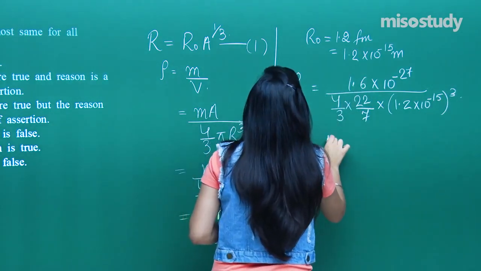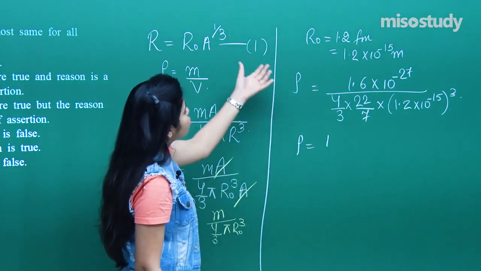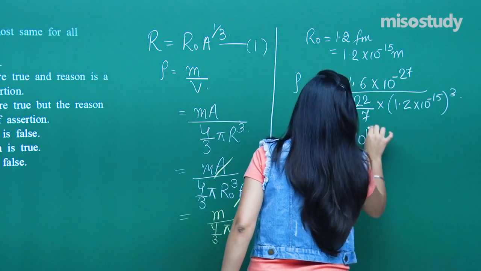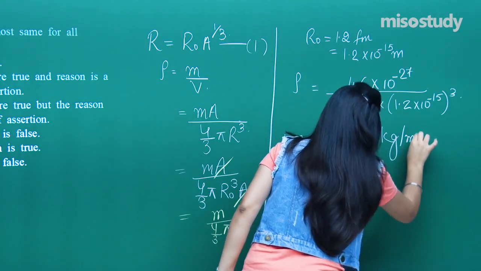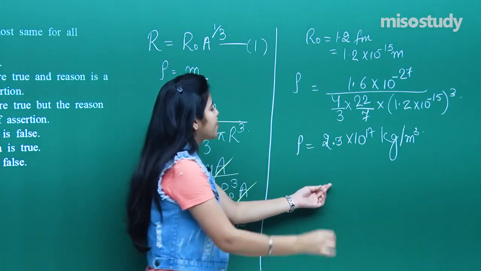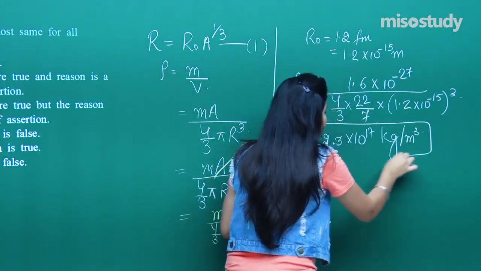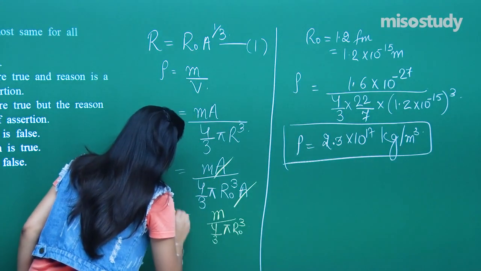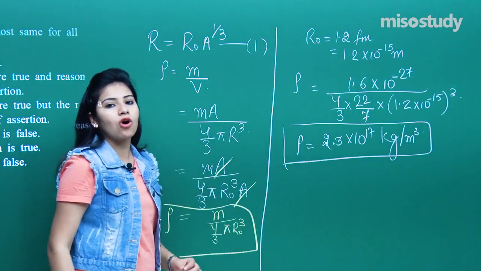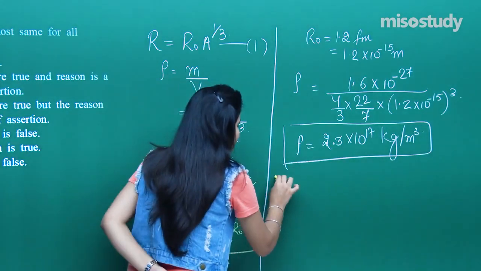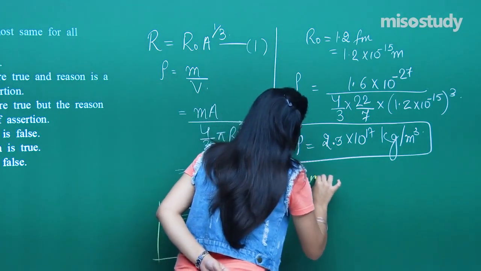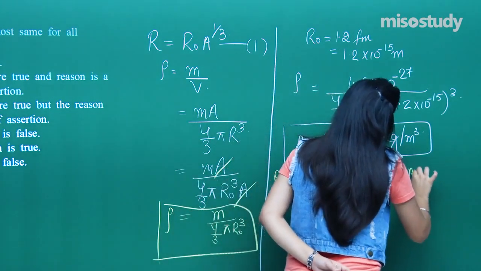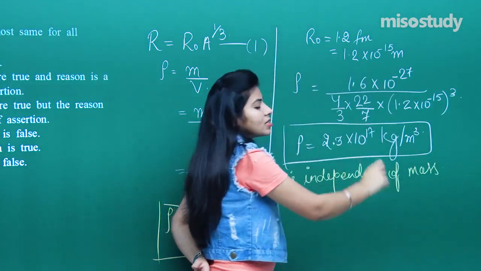Now you will see that if you put all these values, your density will come out to be 2.3 into 10 raised to the power 17 kilogram per meter cube. And this value will remain fixed for all the nuclei. Because in this formula, what you can observe over here is that your density is independent of the mass number. So I can write here, since density is independent of mass number, and also you have seen that this is a constant value.